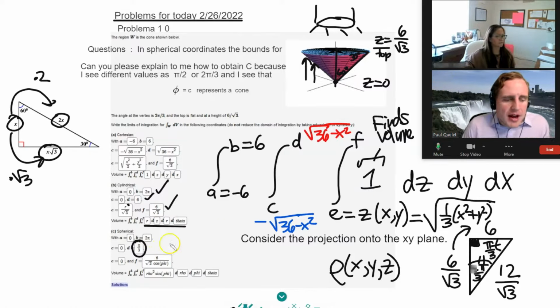The only reason I'm a little confused is because if this is pi over 3, then I'm thinking it should be 0 to 2 pi over 3. You see what I'm saying? For the declination angle. Mm-hmm. And then I do agree 0 to 2 pi for theta.